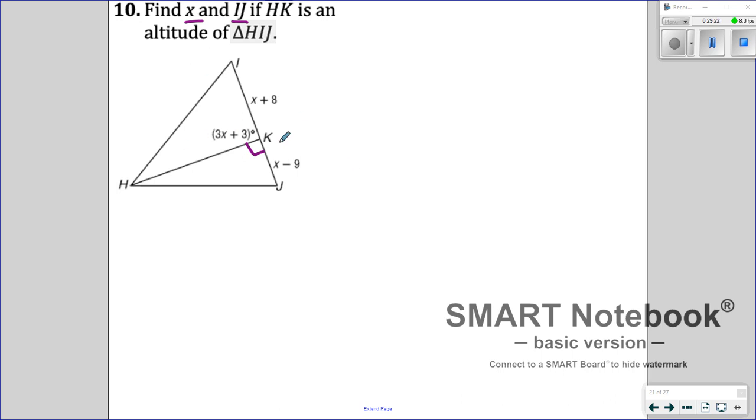And now, if this is 90 degrees, you see this angle 3x plus 3? And there's a little degree sign, so that's an angle. So that means 3x plus 3 is going to equal 90 degrees, because it's the angle that we're looking for, and we know that whatever this is has to equal 90. So we need to solve it.